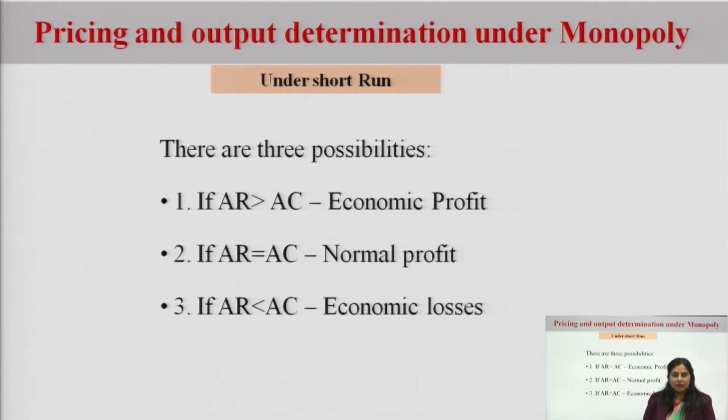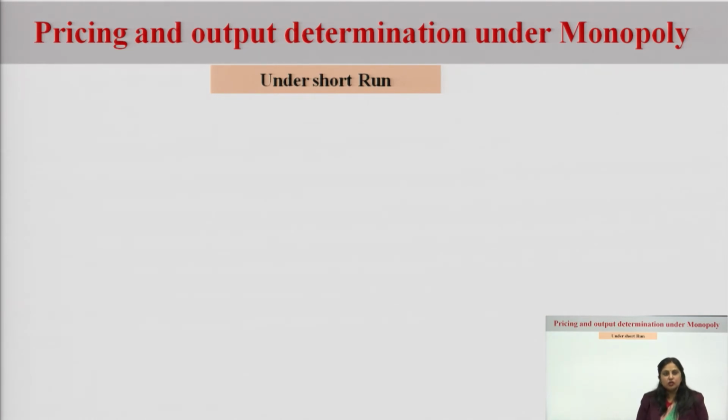So, in this situation there can be three situations for the seller: it can be economic profit, normal profit, or economic losses. We have discussed in the previous class how we say that it is profit or loss. So, moving ahead, under the short run, how does the seller find out the price?